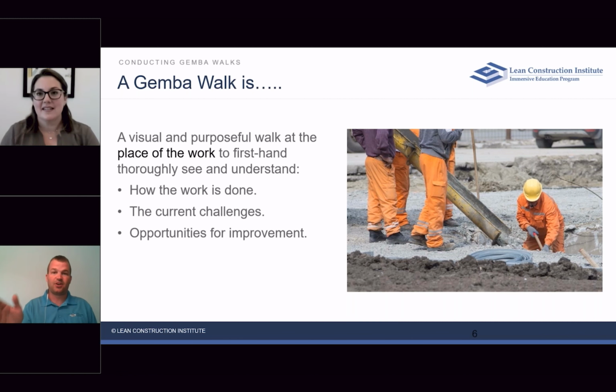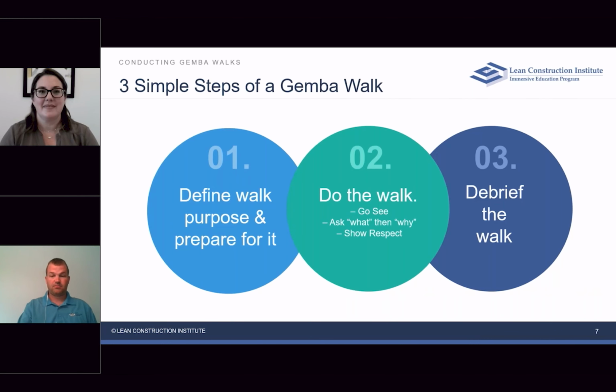There's a purpose. You're going to go walk, you're going to go and see, but you're going to make improvements out of it, and you're going to have real conversations about it. So there's 3 steps of a Gemba walk. We want to keep it simple. We don't want to overproduce this. 3 steps. 1, why? Define the walk. Why are we doing it?